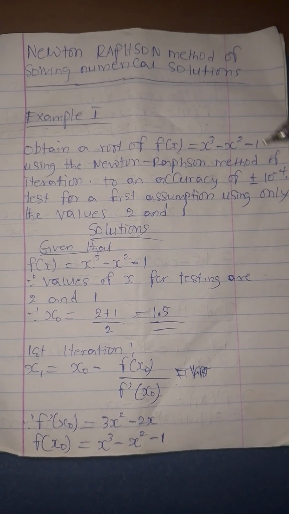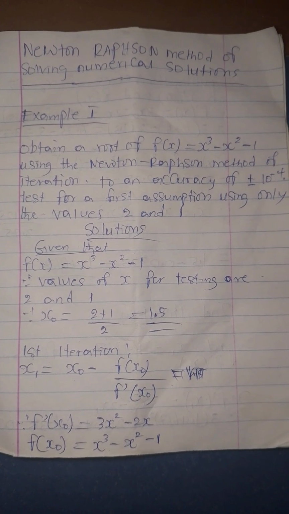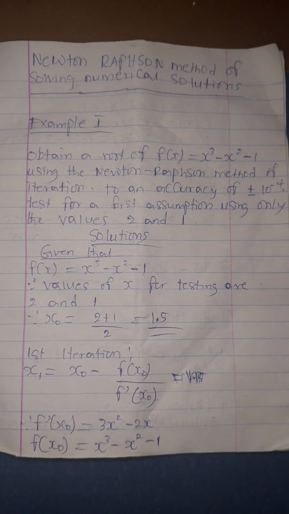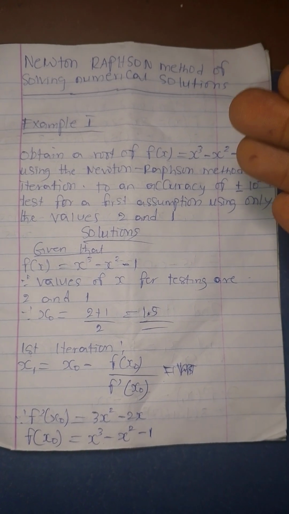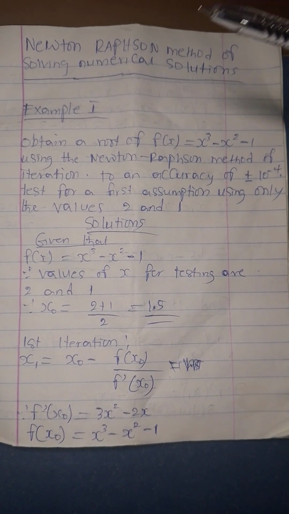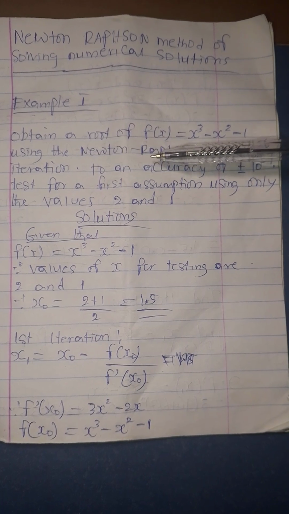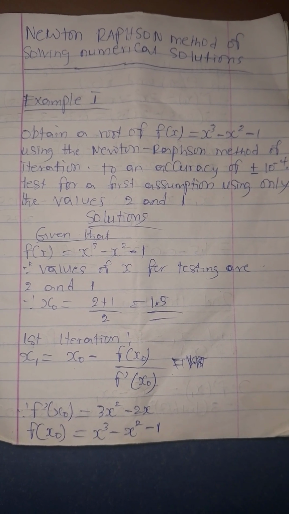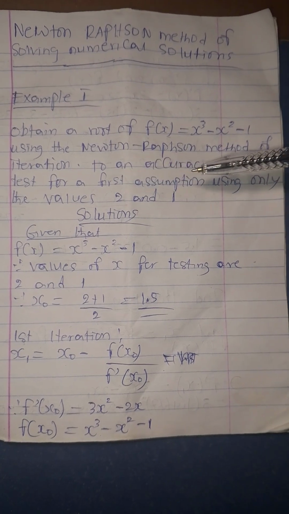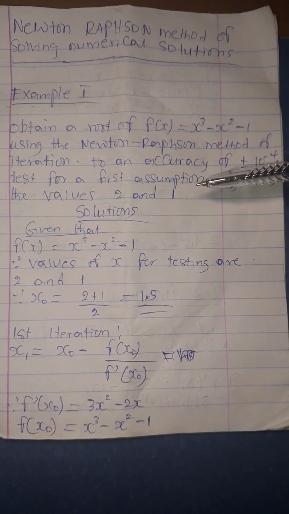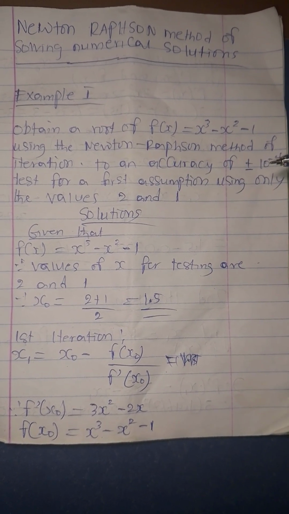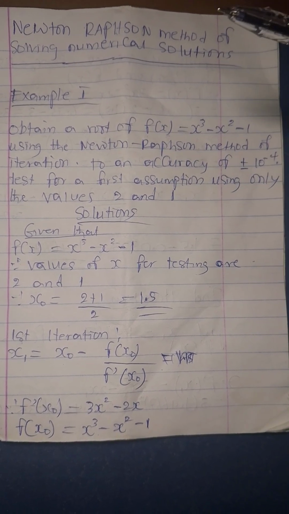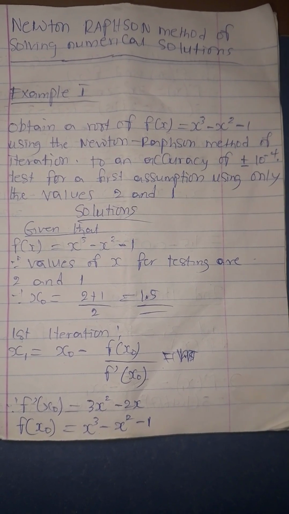This is Belantin tutorial. On today's video, I'll teach you guys how to solve numerical solutions using the Newton-Raphson method. Now, in this example, we have to obtain a root of the function x cubed minus x squared minus 1 using the Raphson method of iteration to an accuracy of plus or minus 10 raised to minus 4. Take for the first iteration only the values of 2 and 1.